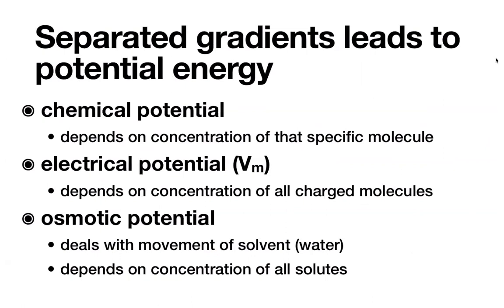So there are three main types of potential, starting with chemical potential. This is going to depend on the concentration of that specific molecule. Each molecule has a chemical potential in terms of that molecule's concentration inside and outside of the cell, or inside and outside of a membrane-bound compartment.